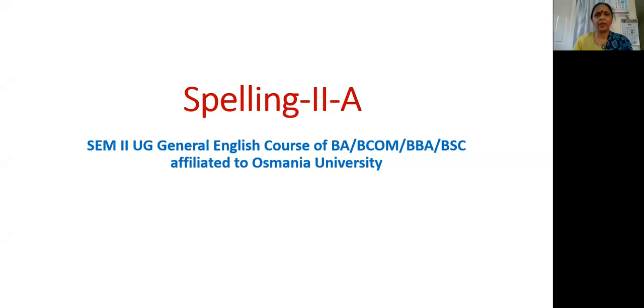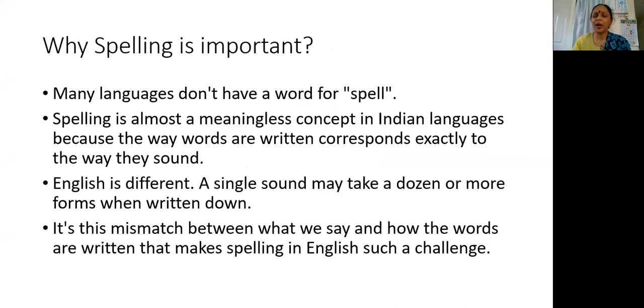I hope you can see the PowerPoint. It is spelling 2A, semester 2 of the UG General English course of BA, BCom, BBA and BSc affiliated to Osmania University. Now, why is spelling important?